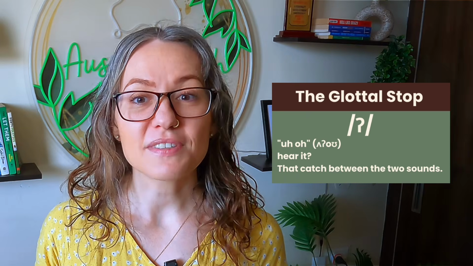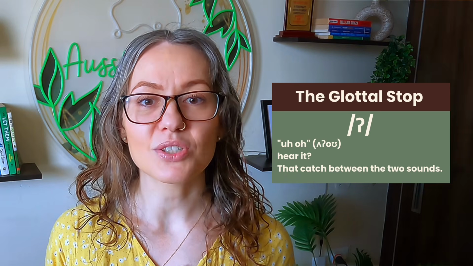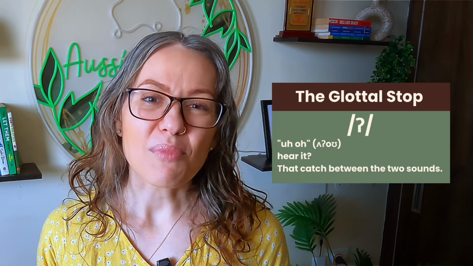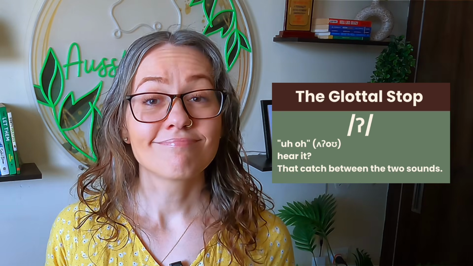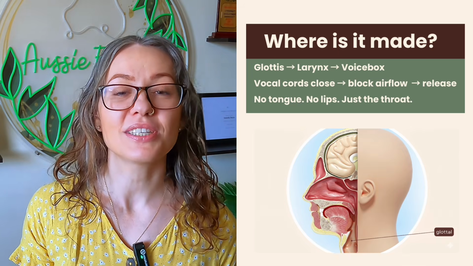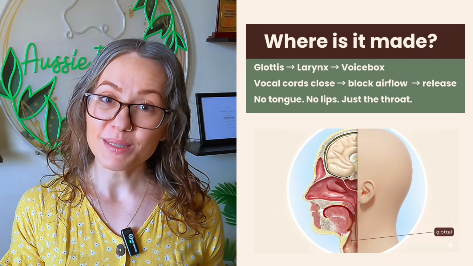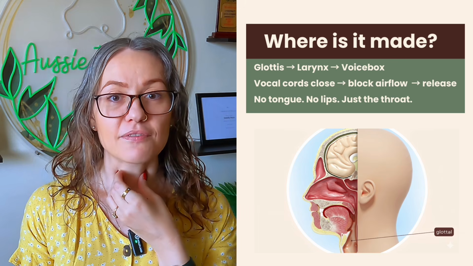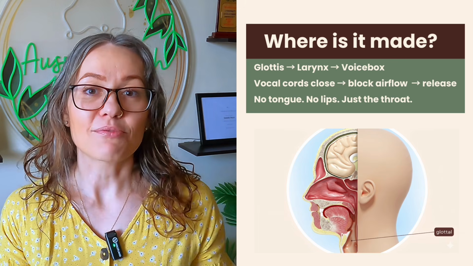Or think about when you're lifting something heavy, either around the house or at the gym, and you kind of grunt, that brief moment where you cut off the air. Same thing. So, how do you make it? A glottal stop is produced at the glottis, which is down in the larynx, your voice box. You close your vocal cords tightly to block the airflow completely, and then release.